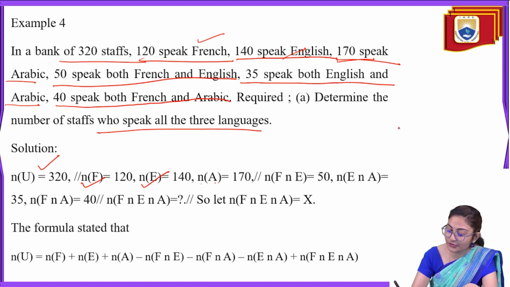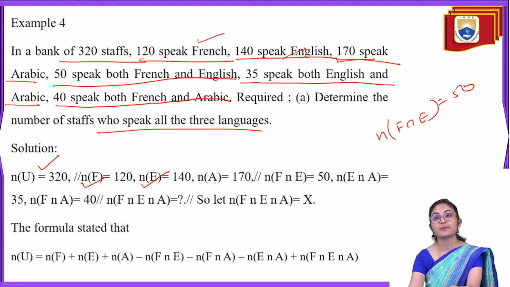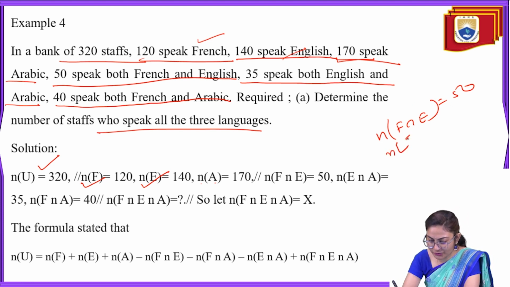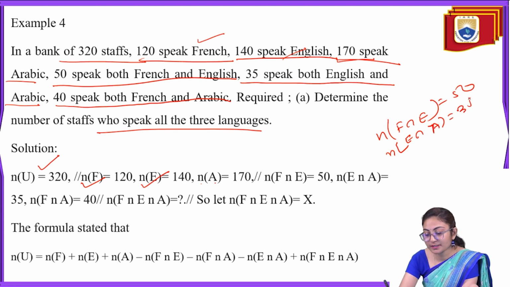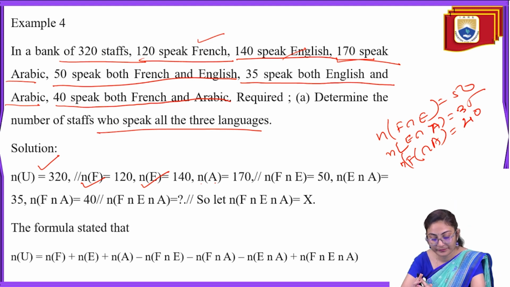Now French and English, that is 50. Who are speaking French and English both, that is number 50. Who are speaking English and Arabic, 35. And who are speaking French and Arabic, that is 40. So now we have three sets.